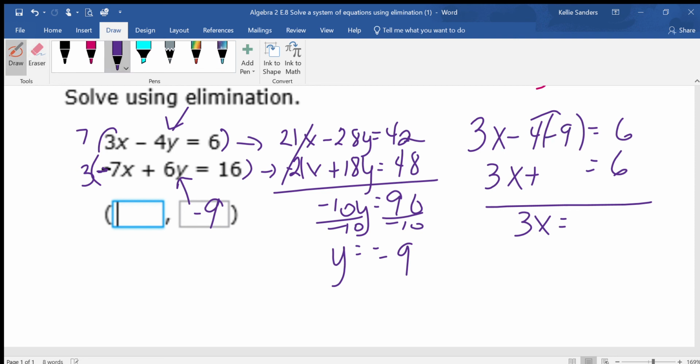Negative 9 times negative 4 is positive 36. Subtract the 36 and you get negative 30. There's my negative 10. There's your answer.